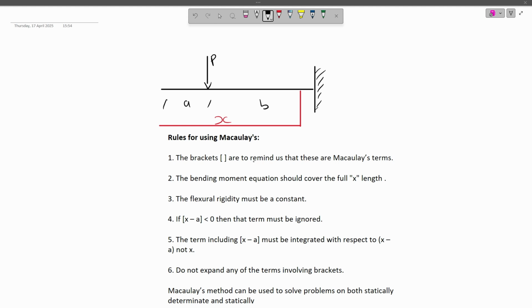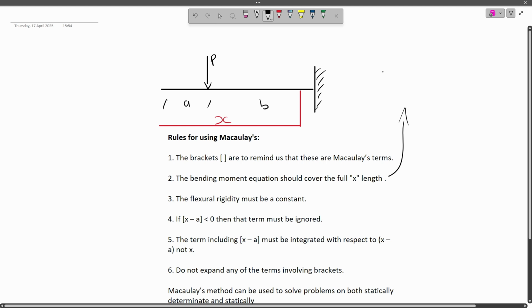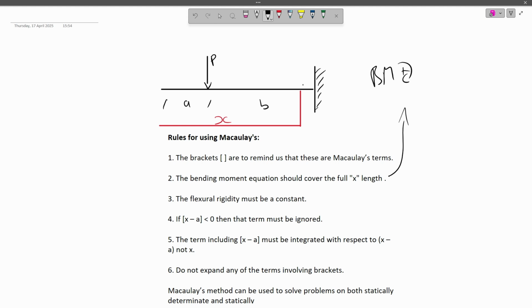So now, before we go back to the first rule, let's look at the second rule. The second rule states that the bending moment equation should cover the full x length. So basically, you are going to take your moments clockwise positive at this point, meaning it's going to be our negative P times x minus a. The distance from P to this point right here is going to be x minus a, since we know a, but we don't know where this point is.